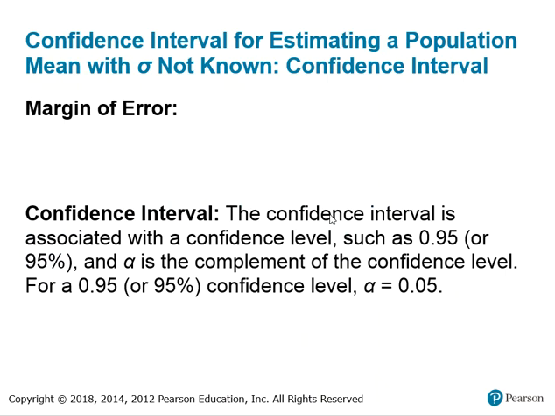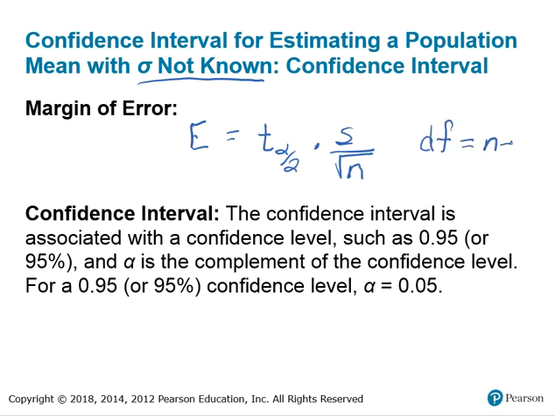To find our margin of error, we have a formula just like we did in the proportions. Our formula is E, still for margin of error. This time, because we do not know the standard deviation for the population, we're going to use a t-score instead of a z-score. We multiply it by the standard deviation divided by the square root of n. And when we look up our critical value, it's important that we use the degrees of freedom of n minus 1.